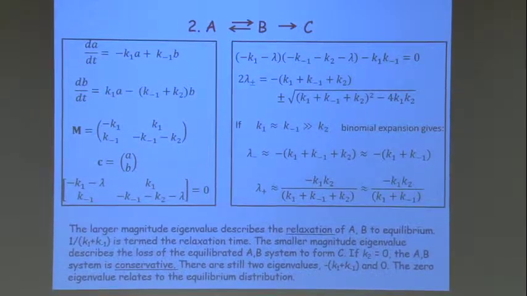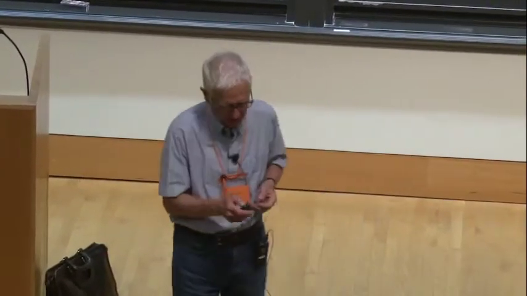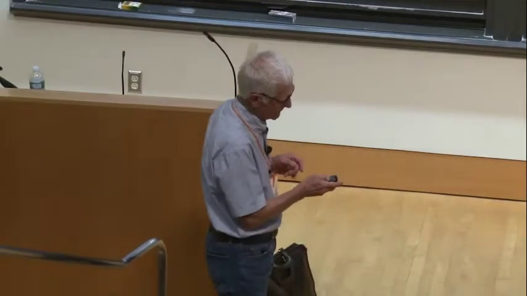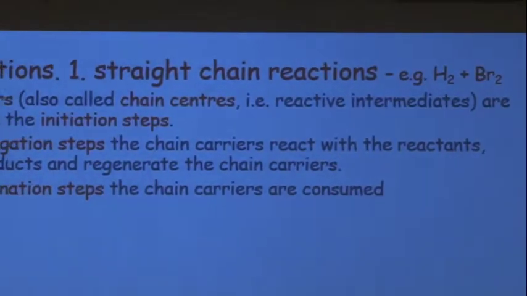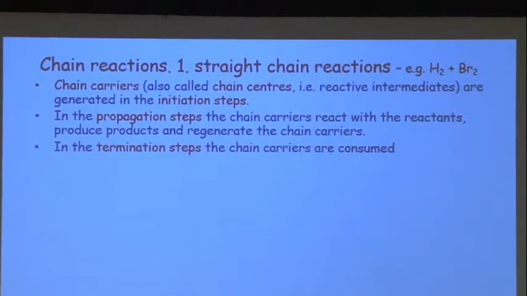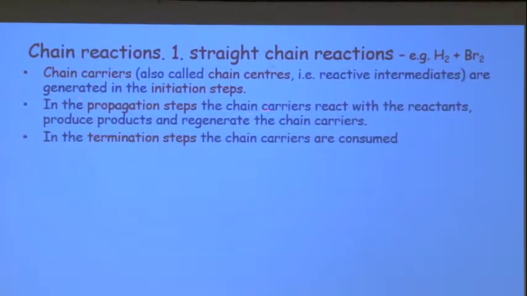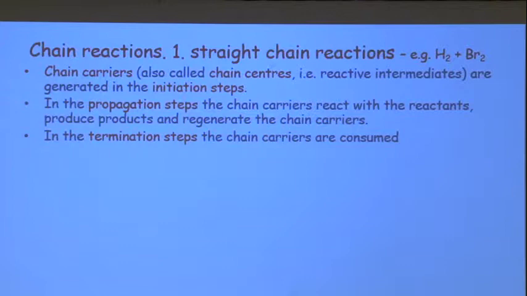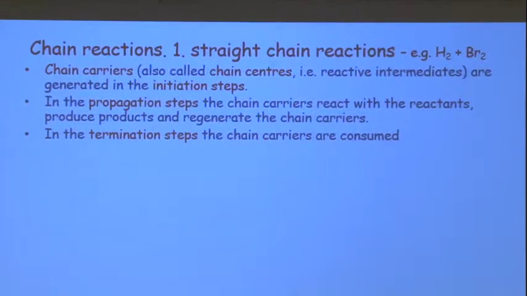So those are 2 very simple examples. Let's now have a look at a couple of slightly more complex examples, which are important as far as our combustion considerations apply. So we're going to look first of all at straight chain reactions because they're a bit easier to understand. Chain reactions depend upon chain carriers or chain centers, and these are reactive intermediates, things like H and O and OH. And they're generated in what are called the initiation steps.